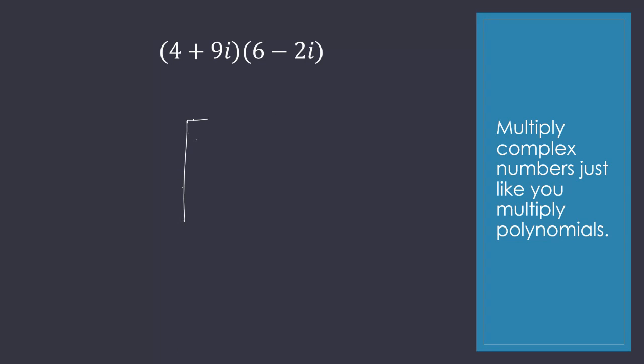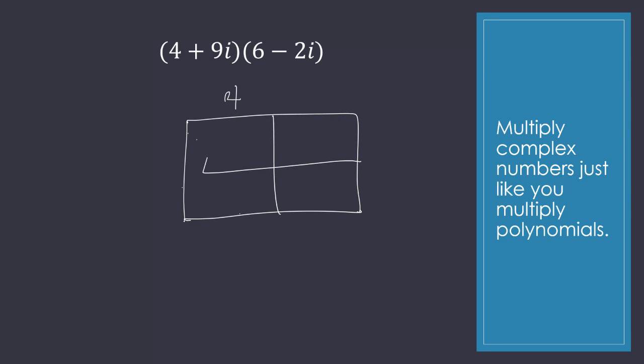Let's try another one here. I'm going to do the same thing. I'm going to set up my box. This is a 2 by 2. I've got 4 plus 9i on top, 6 minus 2i on the side, and I'm just going to multiply the pieces. Watch out for your negative signs. Make sure you're paying attention to that. And then I'm going to simplify this negative 18i squared, make it a positive 18.